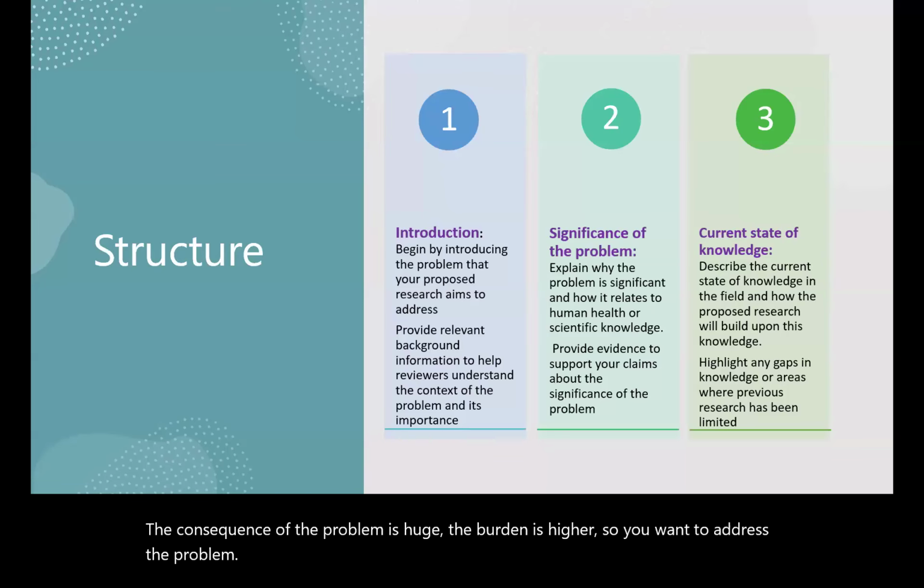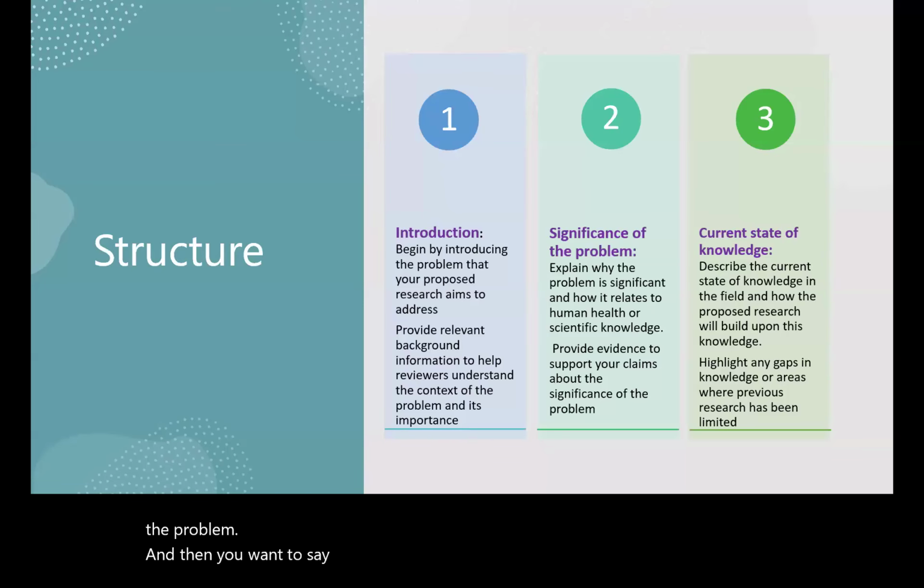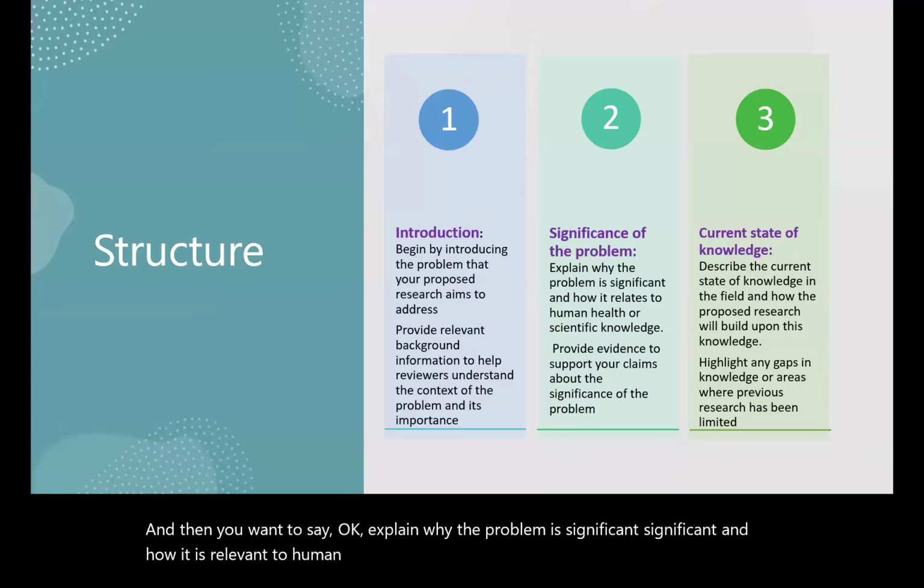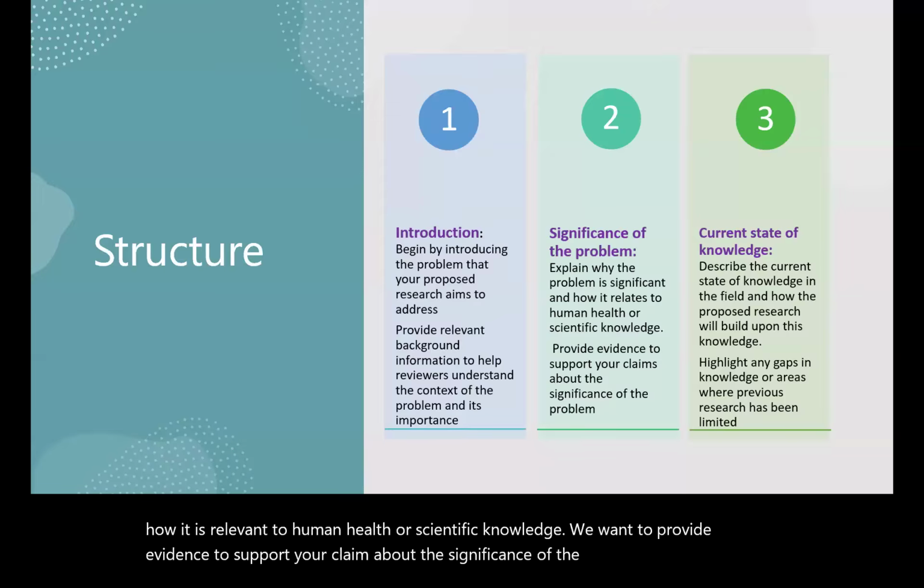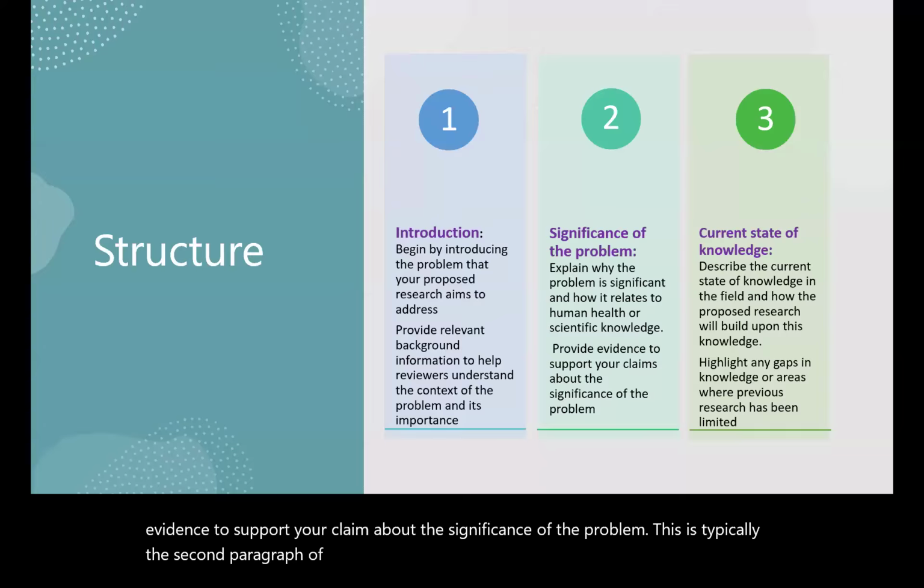And then you want to explain why the problem is significant and how it is relevant to human health or scientific knowledge. You want to provide evidence to support your claim about the significance of the problem. This is typically the second paragraph of the significance section.